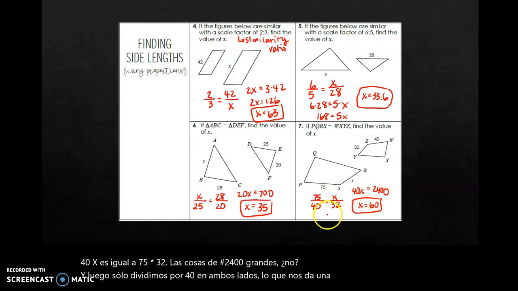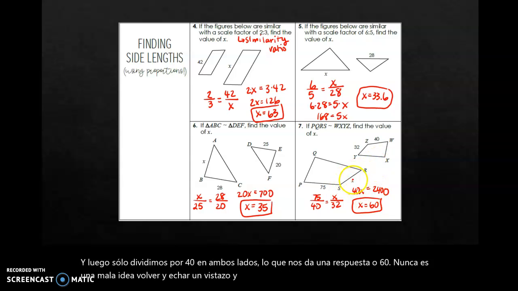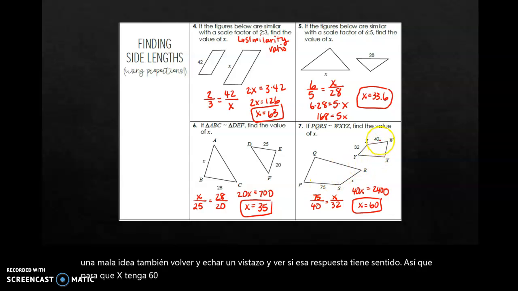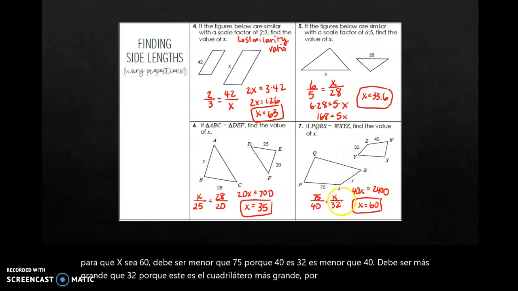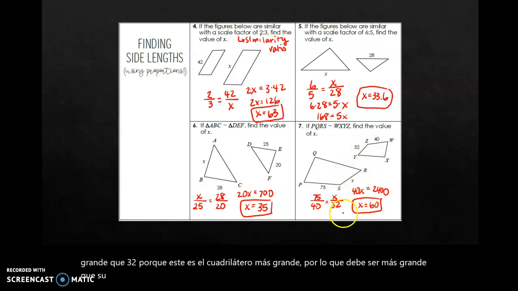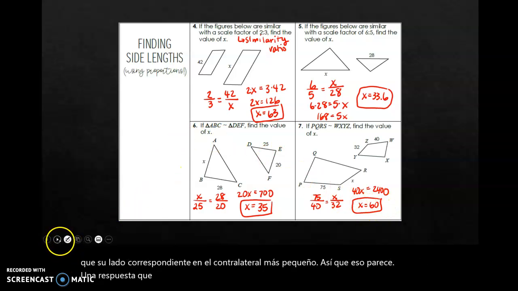It's never a bad idea to also just go back and take a look and see if that answer makes sense. So for x to be 60, it should be smaller than 75 because 32 is smaller than 40. And it should be bigger than 32 because this is the bigger quadrilateral. So it should be bigger than its corresponding side in the smaller quadrilateral. So that seems like an answer that's within the realm of being reasonable.